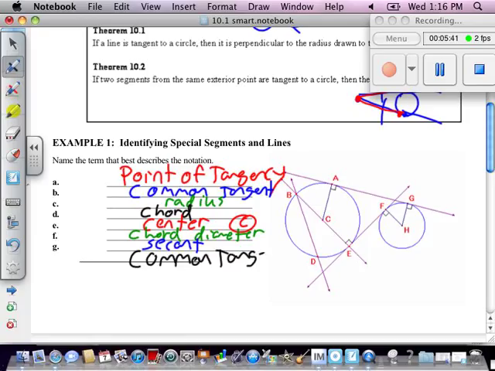Is there a difference between a common tangent and a tangent line? Yes, a tangent line only goes by one circle. A common tangent goes by two. So if it only lays on one circle, it's just a tangent.